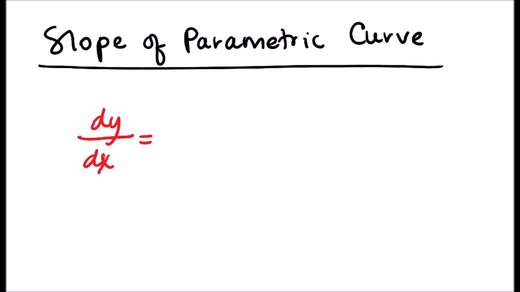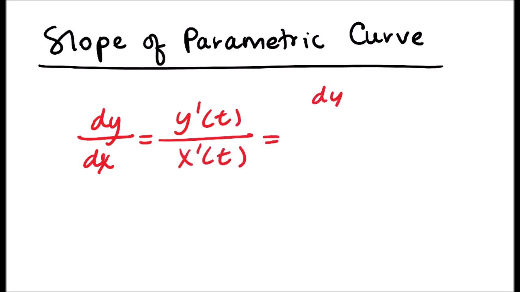It's y prime of t over x prime of t. Or you take the derivative of y with respect to t and you divide it by the derivative of x with respect to t.